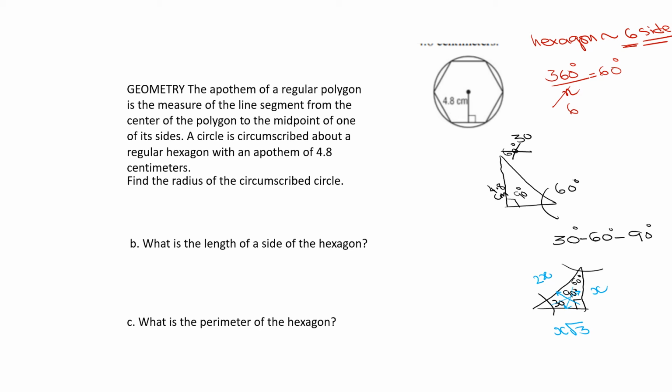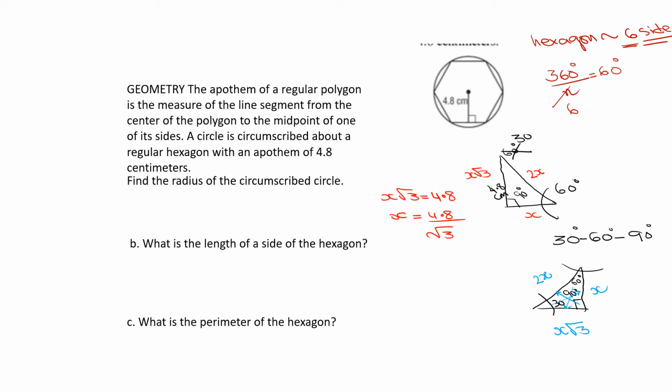Using this information, let's work on the triangle which is given to us. Opposite to 90 degrees is 2x. Opposite to 30 degrees is x, and opposite to 60 degrees is x square root 3. So from here I can say that x square root of 3 equals 4.8 centimeters. In order to find x, I will divide both sides by square root 3. So I will get 4.8 over square root of 3.